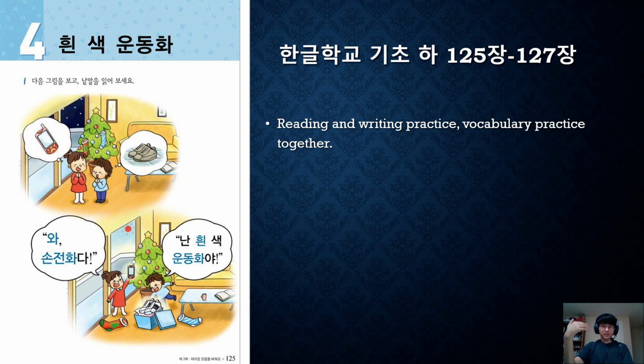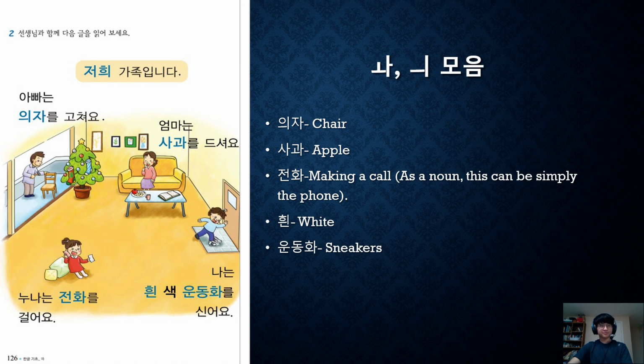Hopefully you can practice by yourself on this as well by playing back what I'm saying. And then you can go to page 126. 선생님과 함께 다음 글을 읽어보세요. Now we're going to read a couple of these sentences together. 와, 의, moums. Remember, we're looking for these vowels in the words. 저희, 저희, 의. You see it right here. 저희 가족입니다. My family.